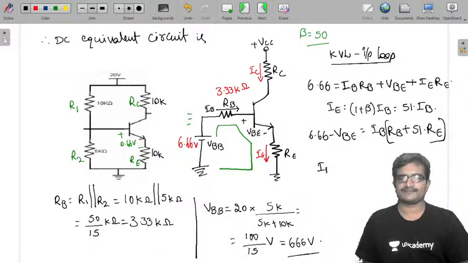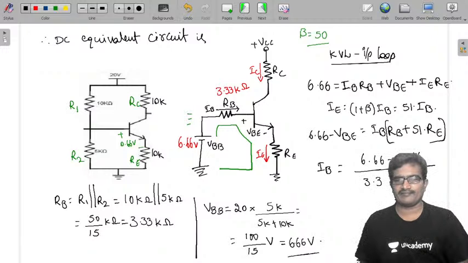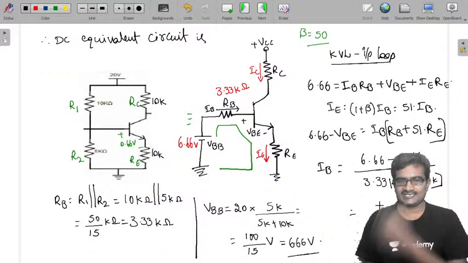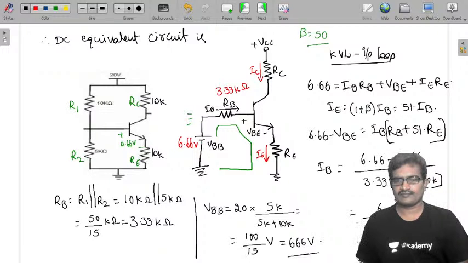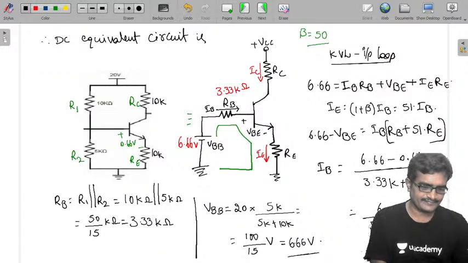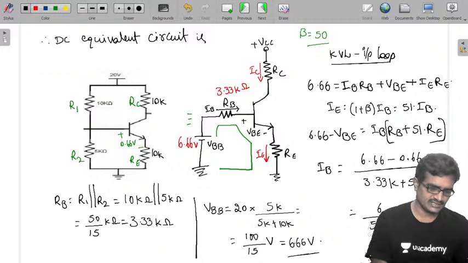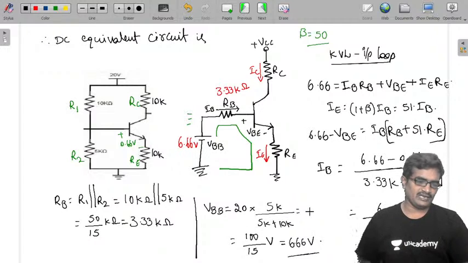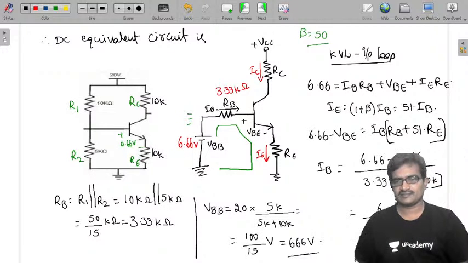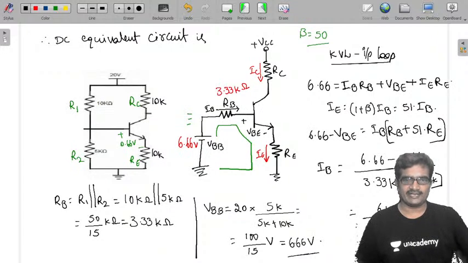Okay, now IB is 6.66 minus VBE, they gave 0.66, by RB, we got 3.33k, plus 51 into RE value, they gave 10k. So it is 6 by 513.33k. So that is 11.6 microamperes. Okay, now once IB is there, now we go for IC.